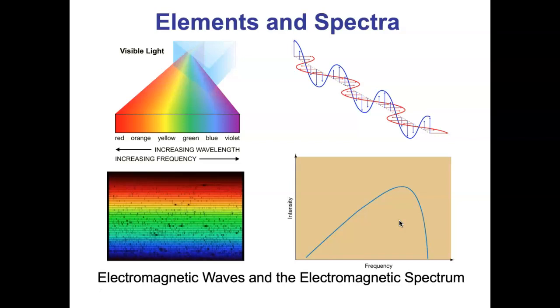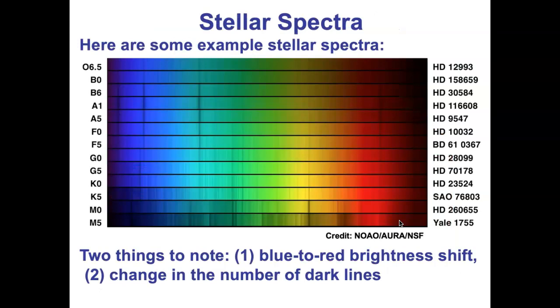And we were talking before about how stars are hot and they're dense and they give off a continuous spectrum, which is true to a point, but actually it's not entirely. When you look at the spectra of stars, this is what they actually look like.